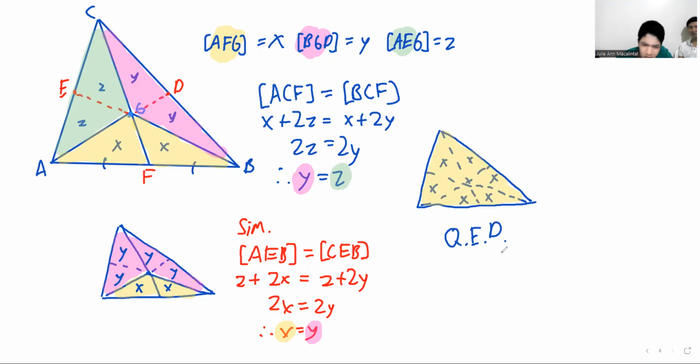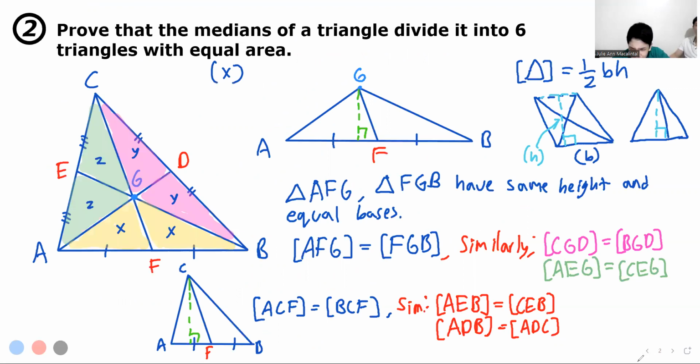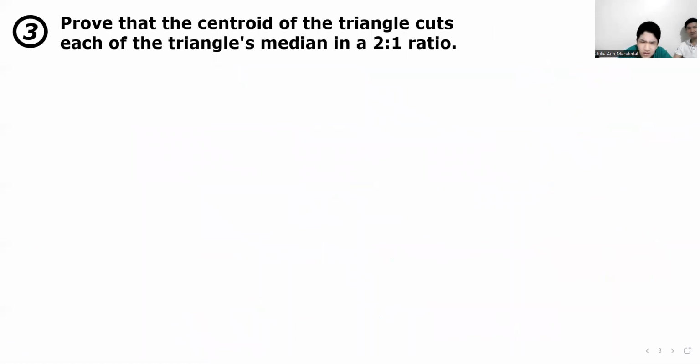So, proven. Nice. Okay, so let's do our next problem. Number 3: we can prove that the centroid of the triangle cuts each of the triangle's medians into a 2:1 ratio. The centroid is the point of intersection of the three medians of a triangle. So let's use AVB in this same figure.